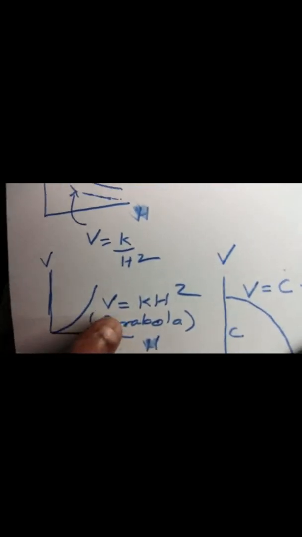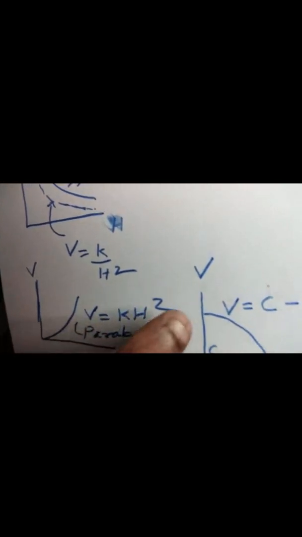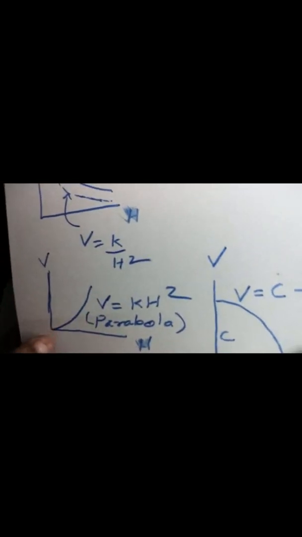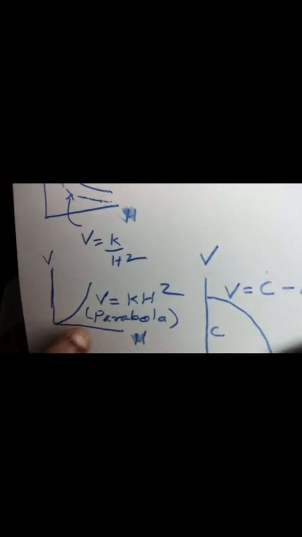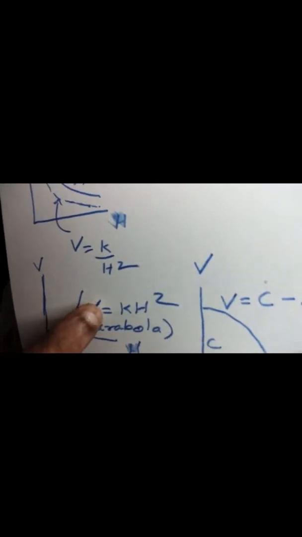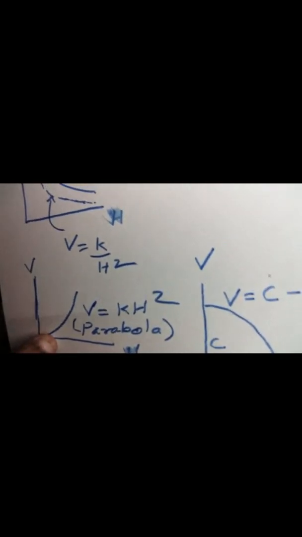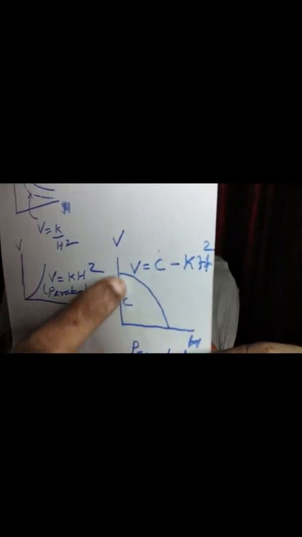If the equation is V equals KH square, then the equation is a parabola starting from the origin, because at the origin h equals 0, that means v equals 0. The graph starts from origin, so this equation represents a parabola starting from the origin. If v equals c minus kh square, the graph is still a parabola whose vertex is at a height c from the origin.